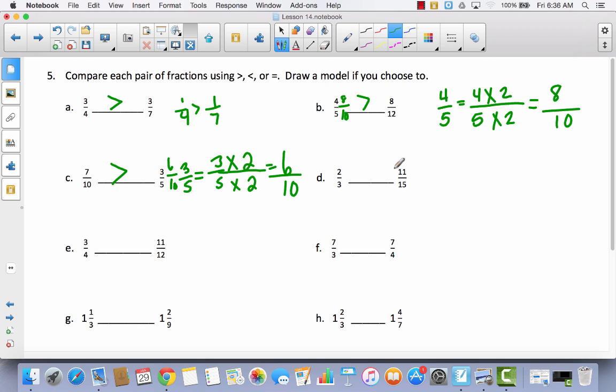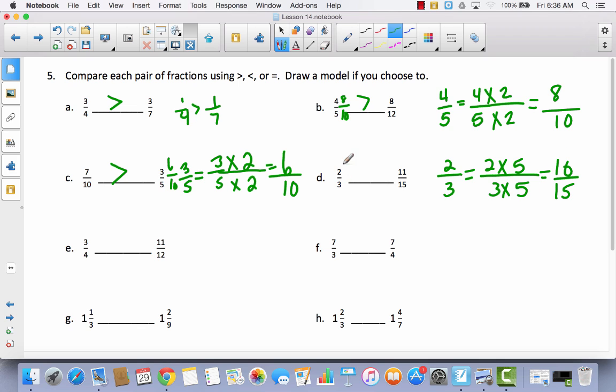All right, so let's take a look at these. My numerators are not the same, and my denominators are not the same. There's nothing I can do to 2 to get to 11, but there is something I can do to 3 to get to 15. So let's think about this. If I have 2/3, and I want to come up with an equivalent fraction that has 15 as a denominator so that these will have common denominators, I can multiply them both by what number? I can multiply them both by 5. So now I've got 3 times 5 is 15, 2 times 5 is 10.